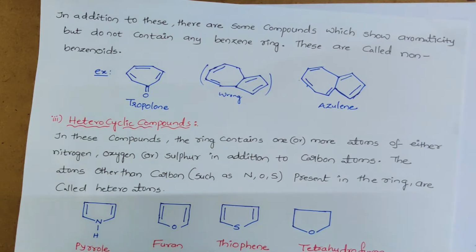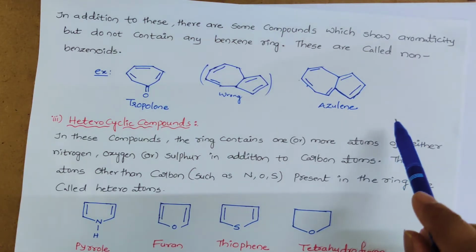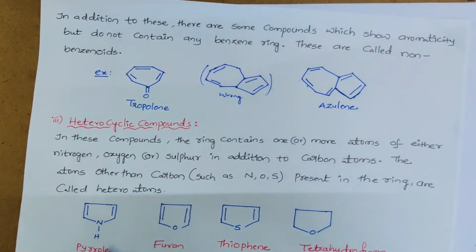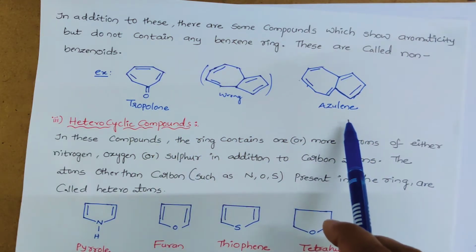Non-benzenoids. Non-benzenoids are also possessing the aromatic character. These are also in cyclic, but they do not contain benzene ring. Even though the benzene ring is absent, they can show the aromatic character. Such type of the compounds are called non-benzenoids. Tropolone, azulene are the best examples.